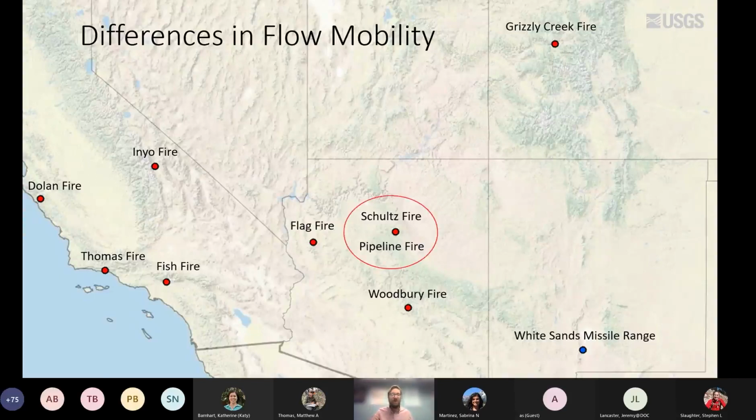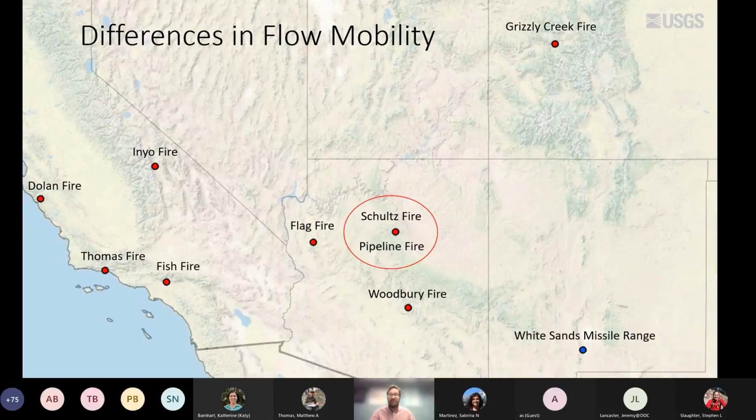Now, I just talked about what happens if you apply parameters calibrated in Southern California to a site in Northern Arizona. And we saw that that didn't work too well. But what happens if we have 2 sites that are in the same geographic region in very close proximity? So we're going to take a look at the Schultz and Pipeline fires that burned north of Flagstaff, Arizona.